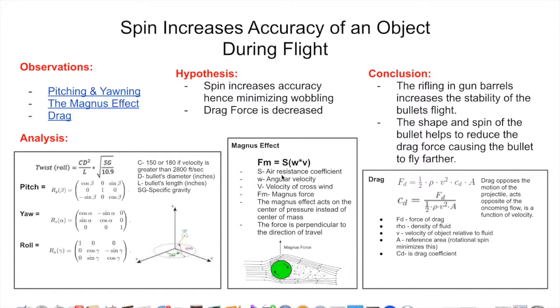And as you can see from the equation, Fm is the Magnus force, S is the air resistance coefficient, W is the angular velocity, and V is the velocity of the crosswind. And that angular velocity and the velocity of the crosswind is a cross product, so it either gives you a force up or down depending on the angular rotation of the bullet.